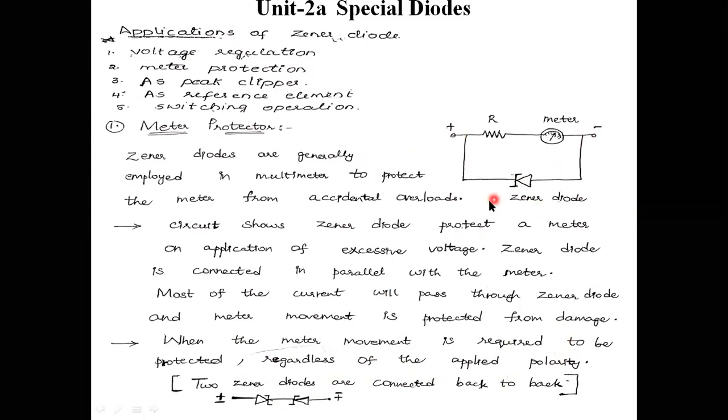If we are considering bipolarity, meaning even if the polarities change, it should still work, and the meter should be protected, we will place two diodes here. Across this single diode, I am going to place two Zener diodes back to back. Two Zener diodes back to back, and this meter is going to be protected.